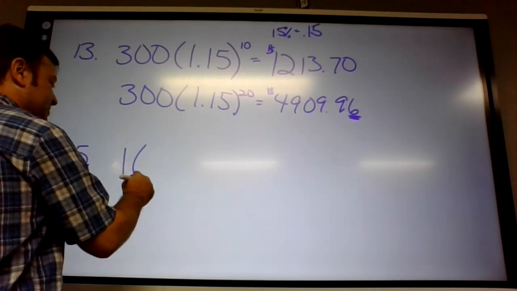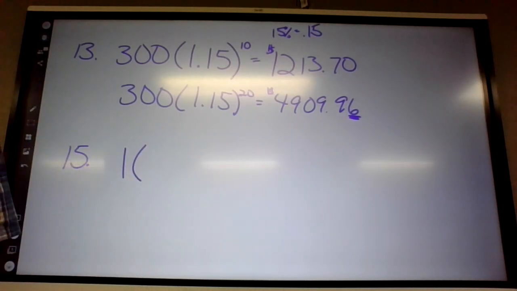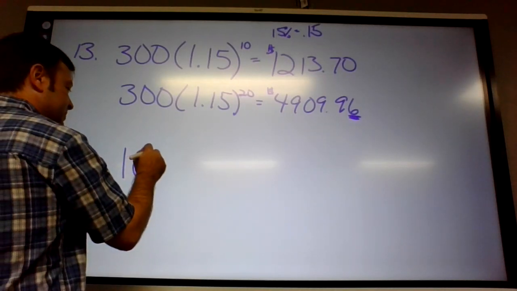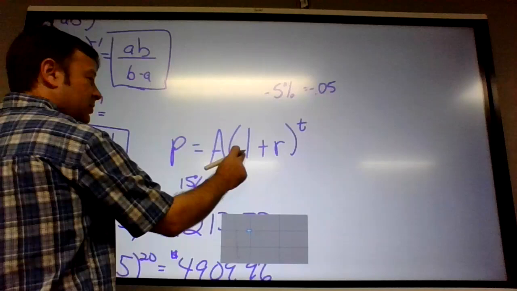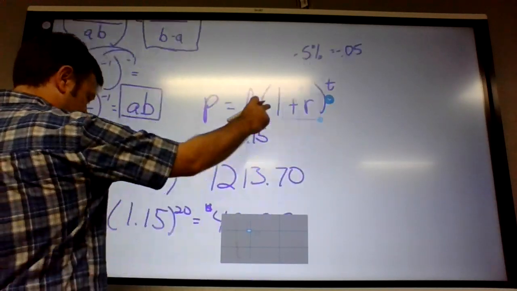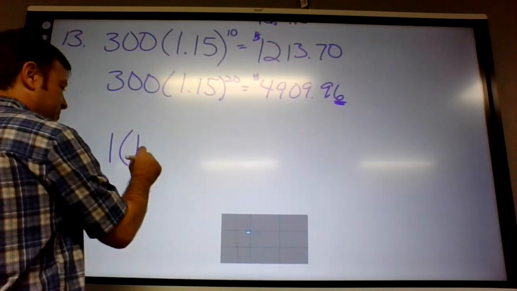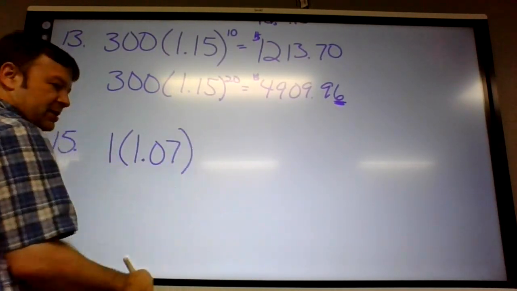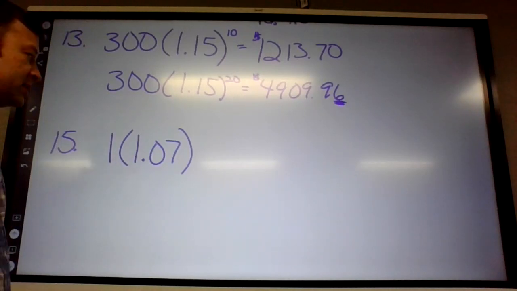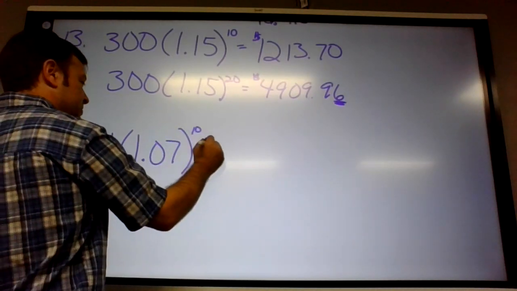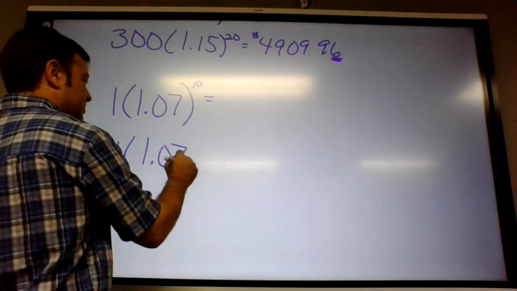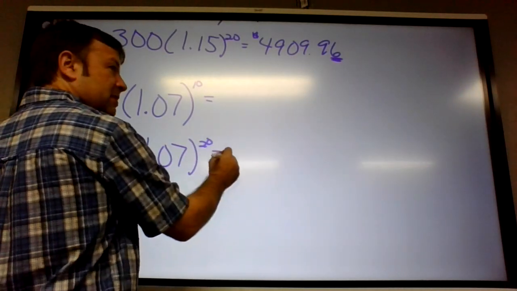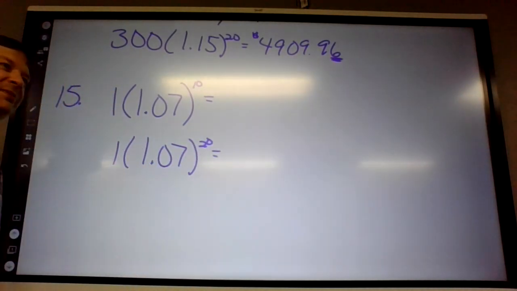Okay, so anyway, $1 is the starting amount. It's supposed to increase by 7%. Therefore, what's going to go in parentheses? 1.07, 1 plus 0.07. All these are 10 and 20 years. So 10 years. That wasn't too bad. We got that done in good time.